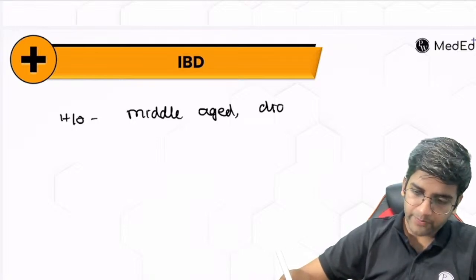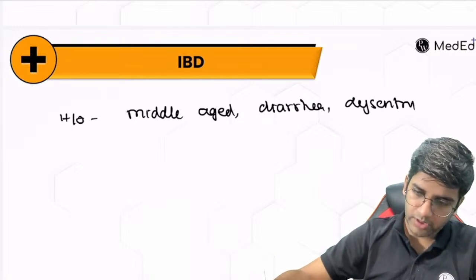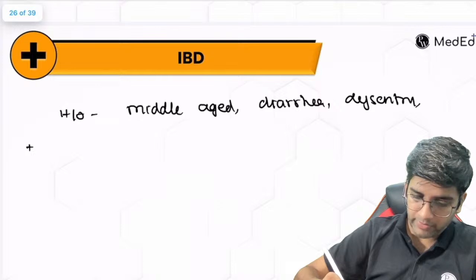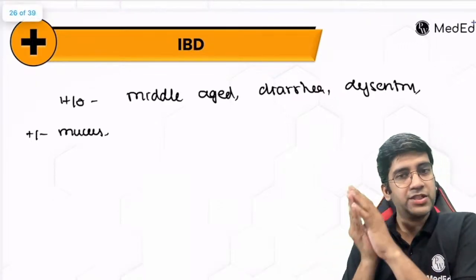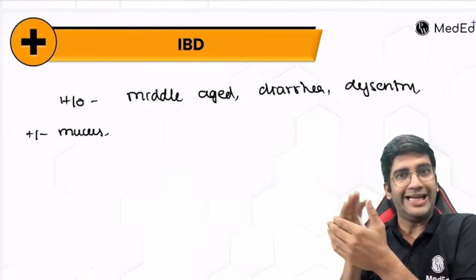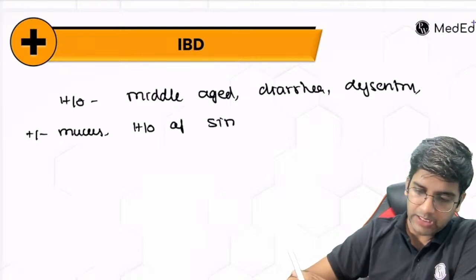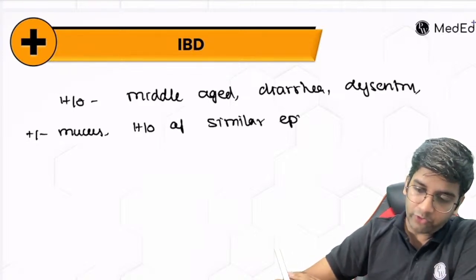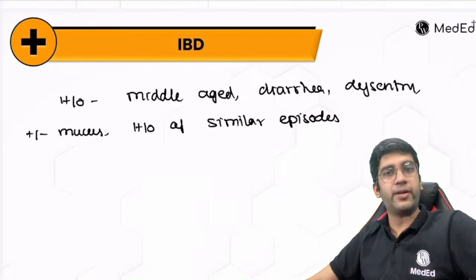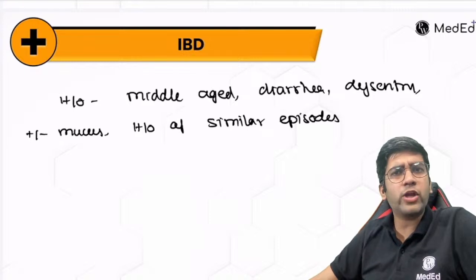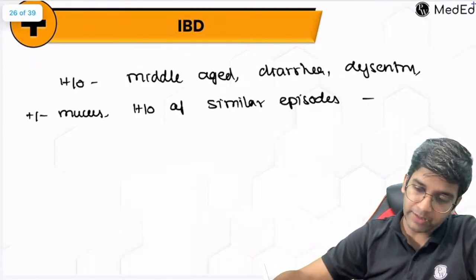The history of a middle-aged person with diarrhea, dysentery, and plus or minus mucus in the stools. This patient will have a very chronic, repeated history, with a history of similar episodes in the past. This is very important for me to identify it as a chronic disorder, because diarrhea, dysentery, and mucus can be seen in Shigella. That also can happen, or enterohemorrhagic E. coli can happen. With similar episodes in the past, you think of or suspect an IBD.